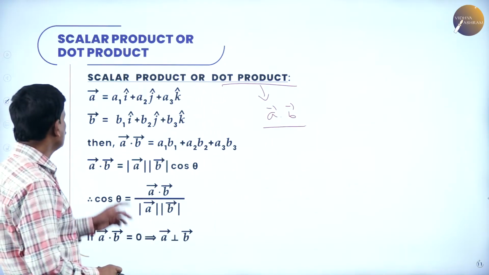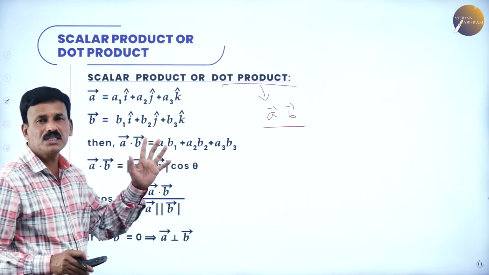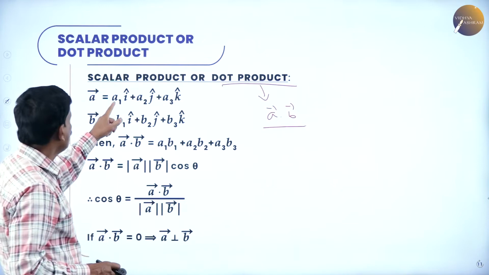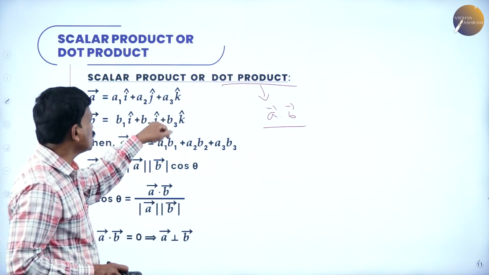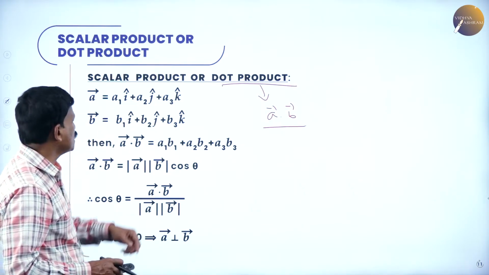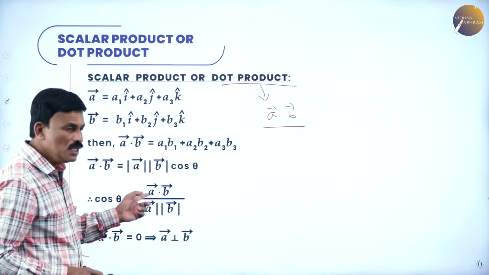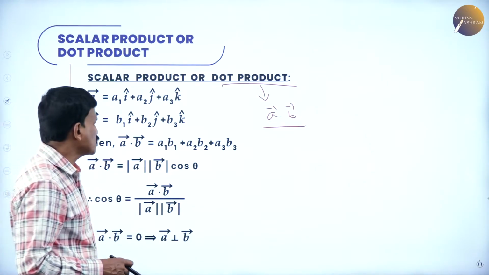The dot product of these two vectors is vector A dot B, equal to the coefficients of i, j, k in both the vectors. Coefficient of i is A1, B1, j is A2, B2, k is A3, B3. Just add A1 B1 plus A2 B2 plus A3 B3. So, A dot B is equal to A1 B1 plus A2 B2 plus A3 B3.